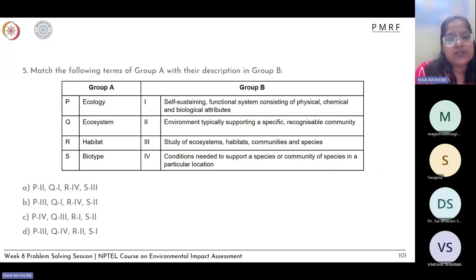So match the following terms of group A with their description in group B. So we have terms in group A and their definitions in group B. So you need to match group A with group B.